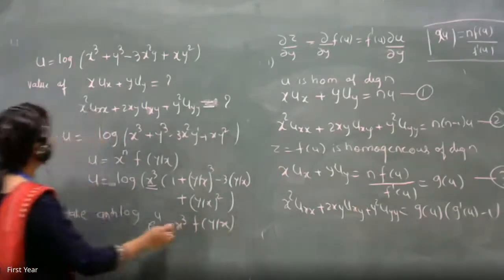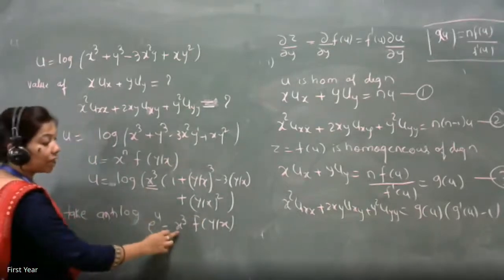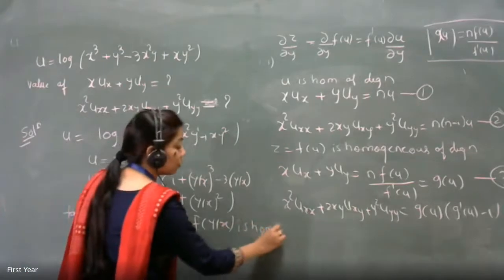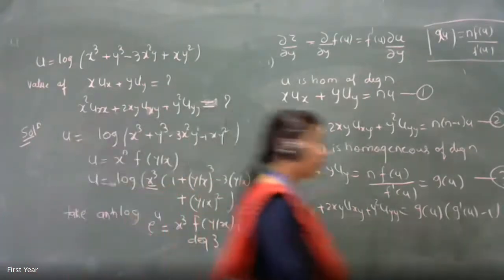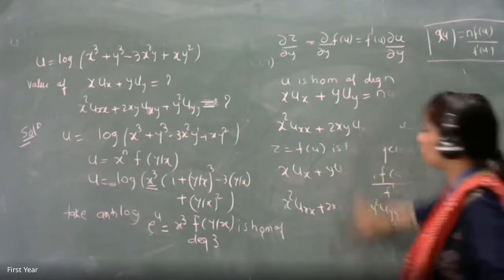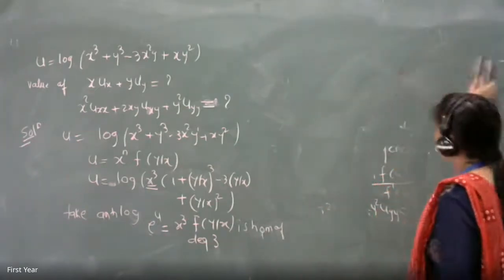So I write here f. So e raised to u equals x cube into f of y by x, which is homogeneous of degree 3. Is this okay? E raised to u is homogeneous and not u. Therefore, it is of type 2. So f of u is e raised to u. So first write down that, and then you know directly what the formula is, you get the answer.